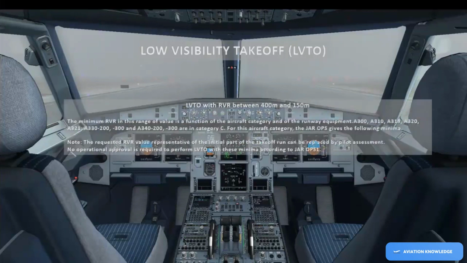Low visibility takeoff with RVR between 400 meters and 150 meters. The minimum RVR in this range of values is a function of the aircraft category and of the runway equipment. Note, the requested RVR value representative of the initial part of the takeoff run can be replaced by pilot assessment. No operational approval is required to perform a low visibility takeoff with these minima according to JAR OPS-1.